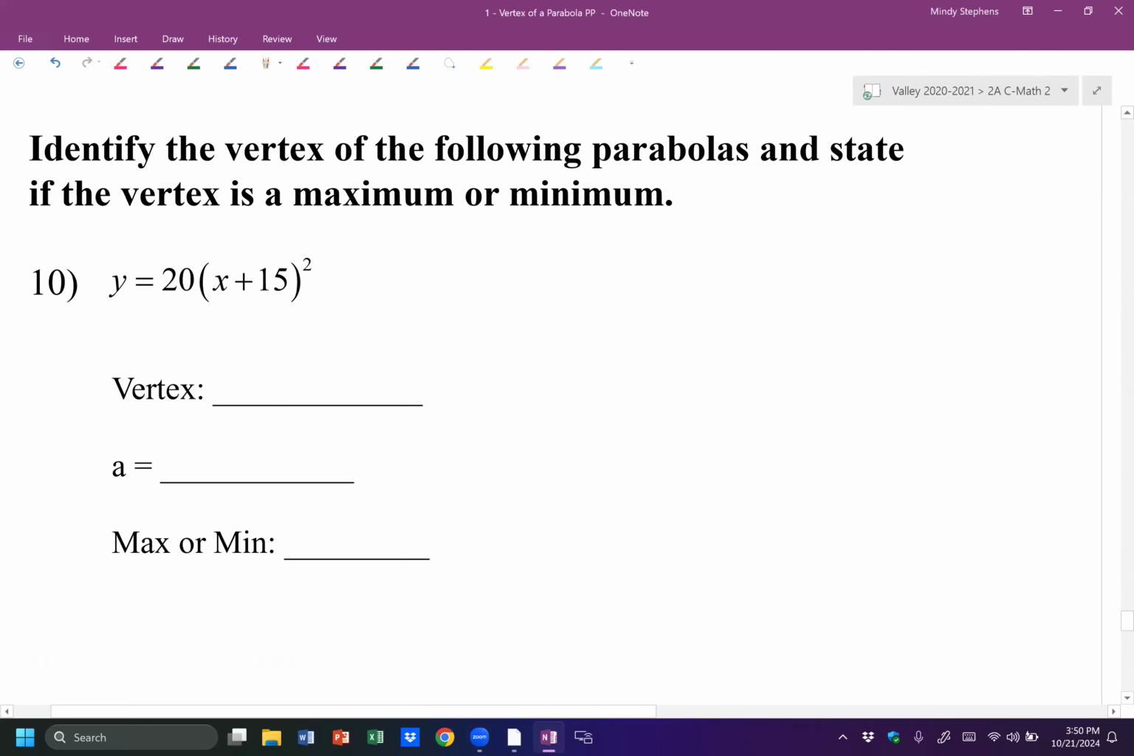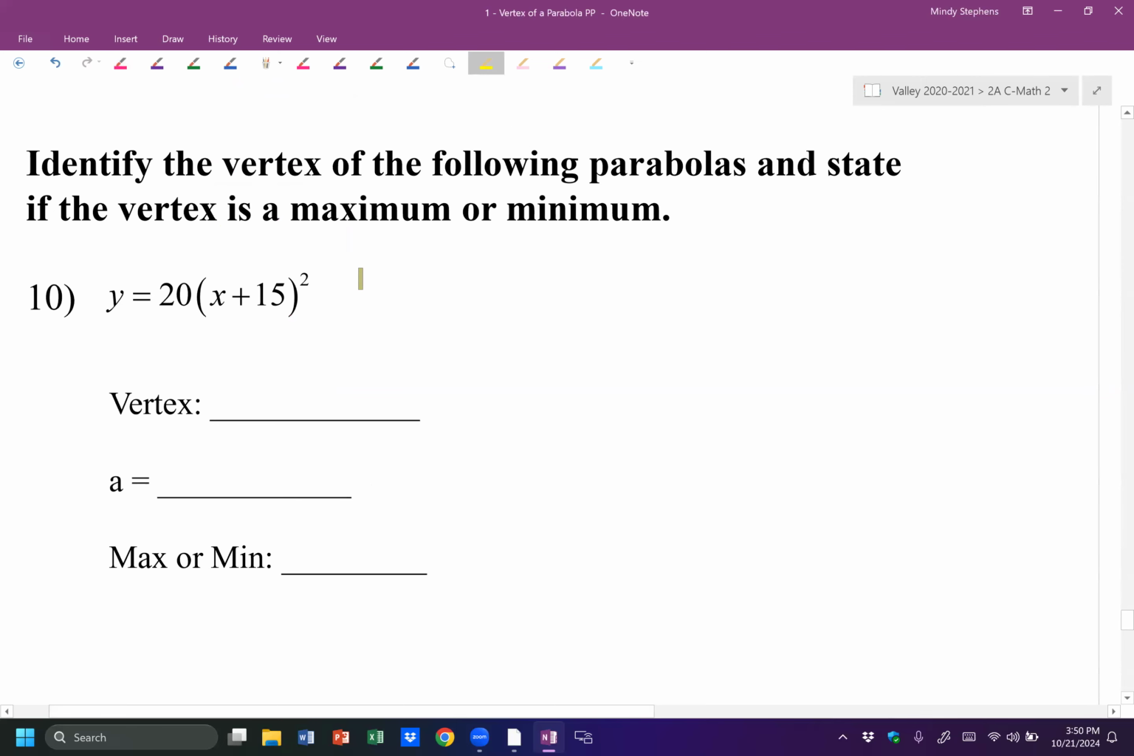Number 10. Again, there's a missing number back here. If you have a missing number in the back, we're going to put a plus 0 in that spot. The vertex would be these two numbers. Change the sign on the 15, so it's going to be negative 15, 0 for the vertex. The A is this number in front, so A is just 20. It is positive 20, so my graph is pointing up because it is positive 20, which means I have a low point on my graph, so I've got a minimum.